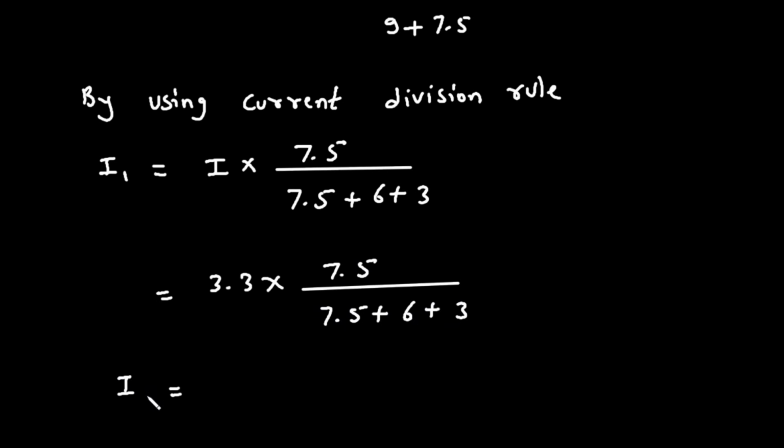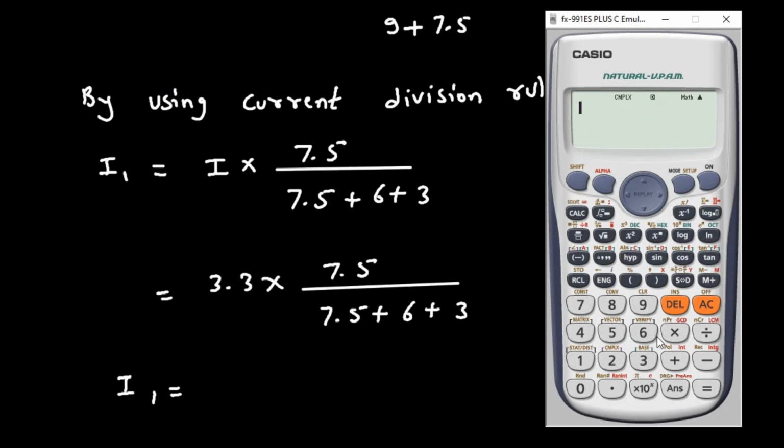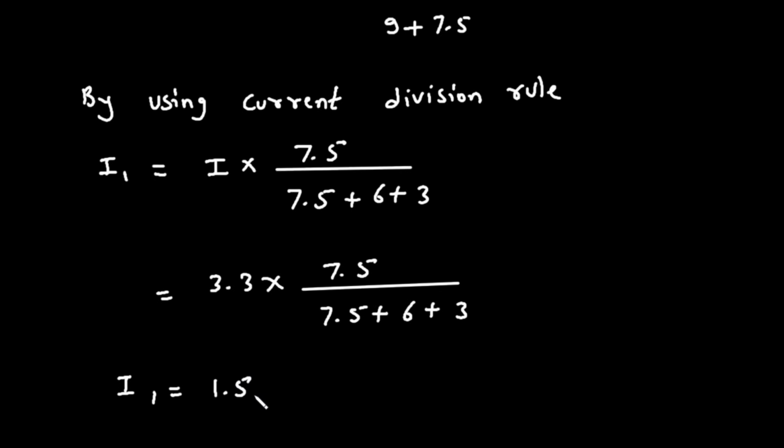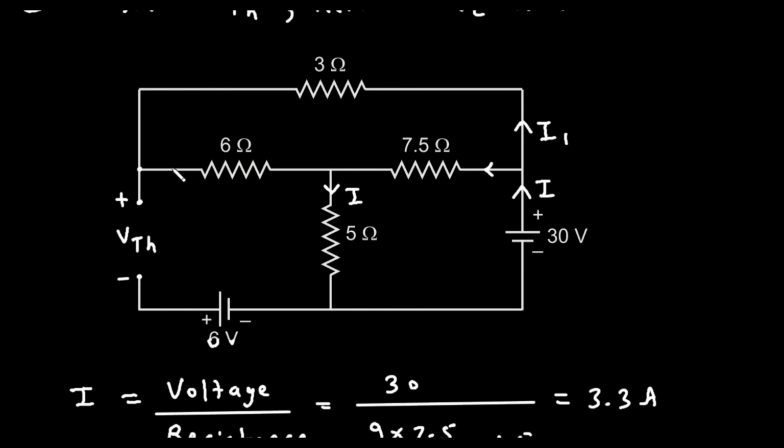So I1 is equal to 3.3 multiplied with 7.5 divided by 7.5 plus 6 plus 3. Now this is equal to 1.5 ampere. Now we also found the value of the current through this 6 ohm, that is I1.